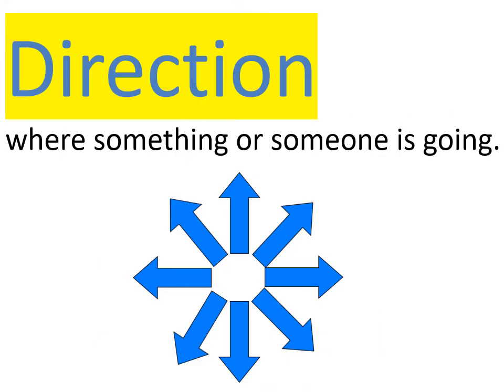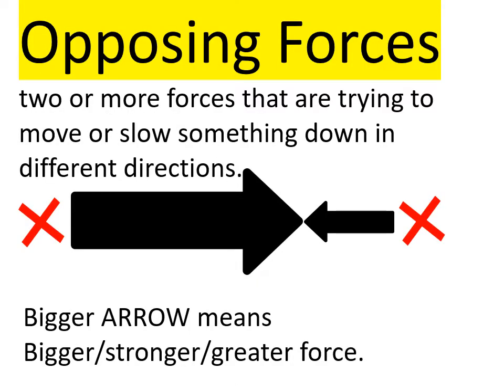What is direction? Direction is where something or someone is going. And oftentimes, it's when someone is changing their position. They go in a certain direction. It could be up, down, right, left, for example.